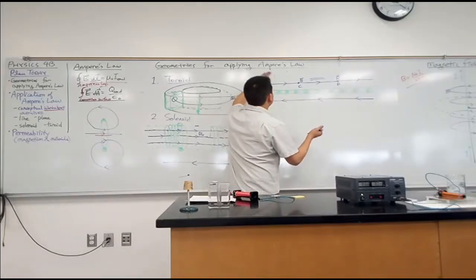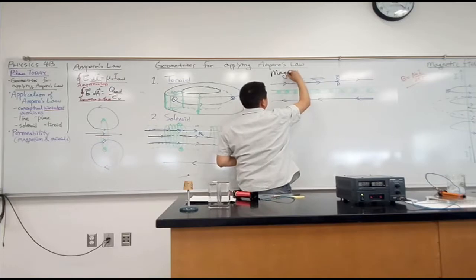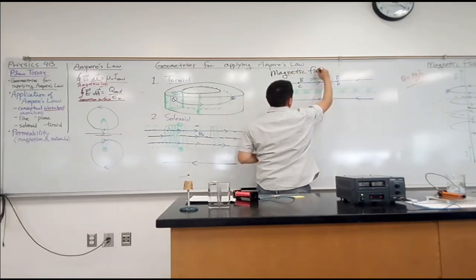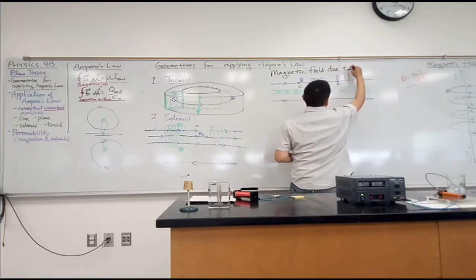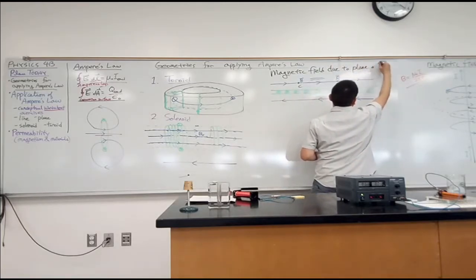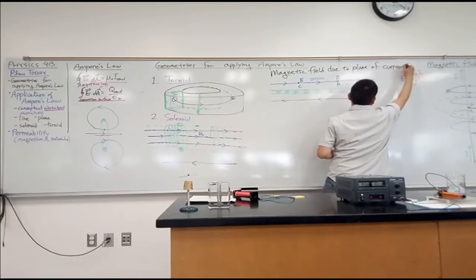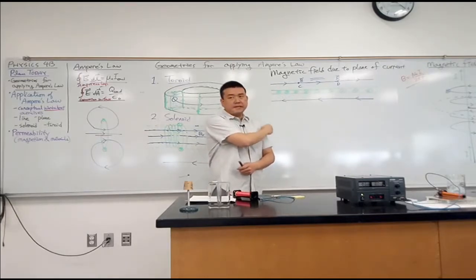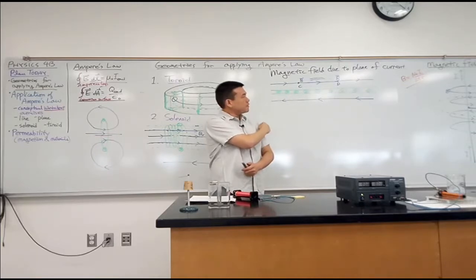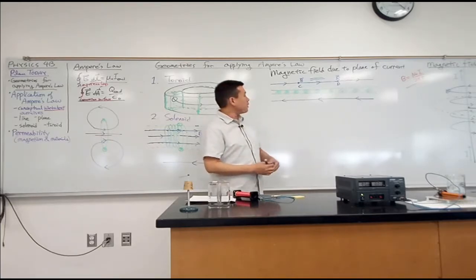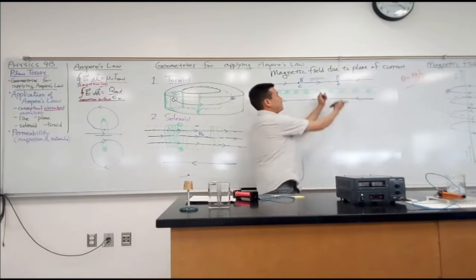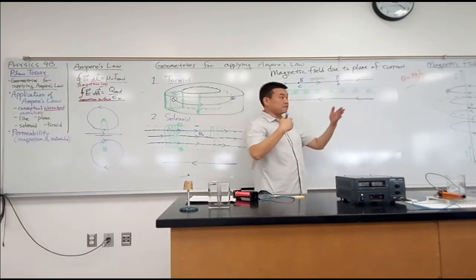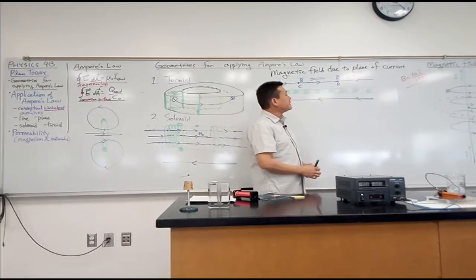I want to figure out what is the magnetic field due to a plane of current. And I'm going to have to specify current density. I don't know if there's a standard symbol for this, because it's not the usual current density, where it's a current divided by area. I'm going to want the total amount of current divided by some length of the cross section of the plane. I don't think this is a standard symbol, but let me use this symbol.